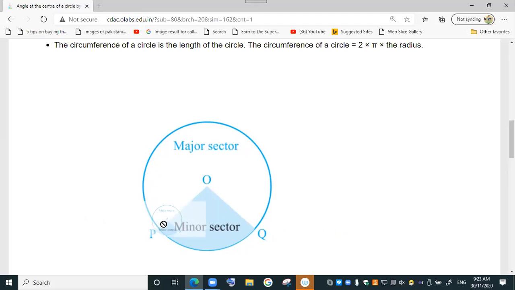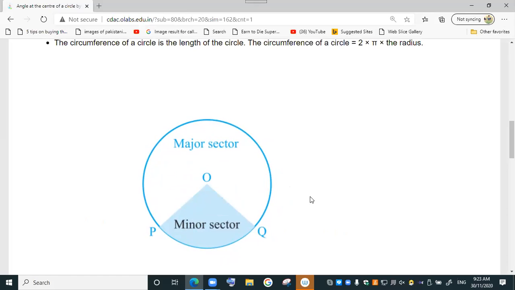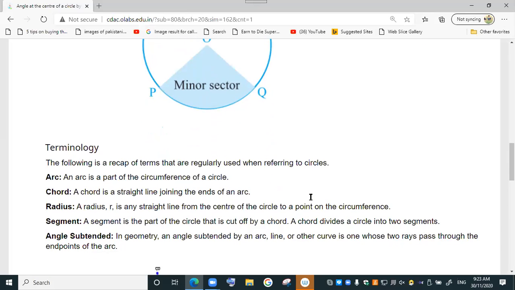These two radii and an arc make the sector. And a chord divides the circle into segments. This shaded one is small, so it is the minor sector, and the above one is the major sector. So we have used these terminology.